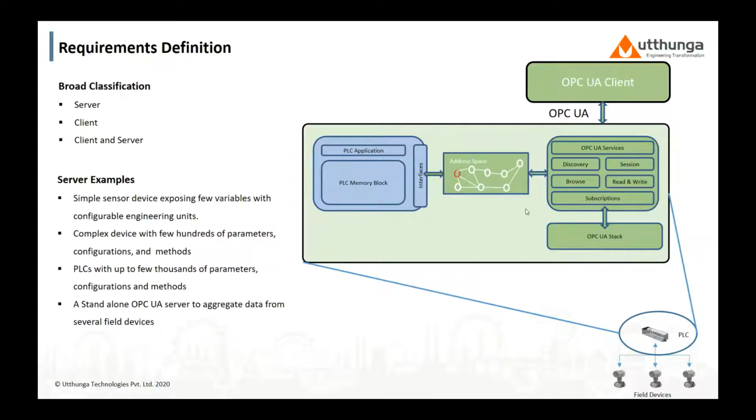And then a standalone OPC UA server to aggregate from several field devices. This is a standard example where you have a PC with OPC UA server software installed on it, and you are configuring it to connect to different PLCs and get the data. So on the right side you can see a simple architecture of one such device, where you have the OPC UA stack and address space, and you will have an integration interface to a PLC memory block and the PLC's own logic application, and any OPC UA client can connect and have access to this address space and the methods that are running here.